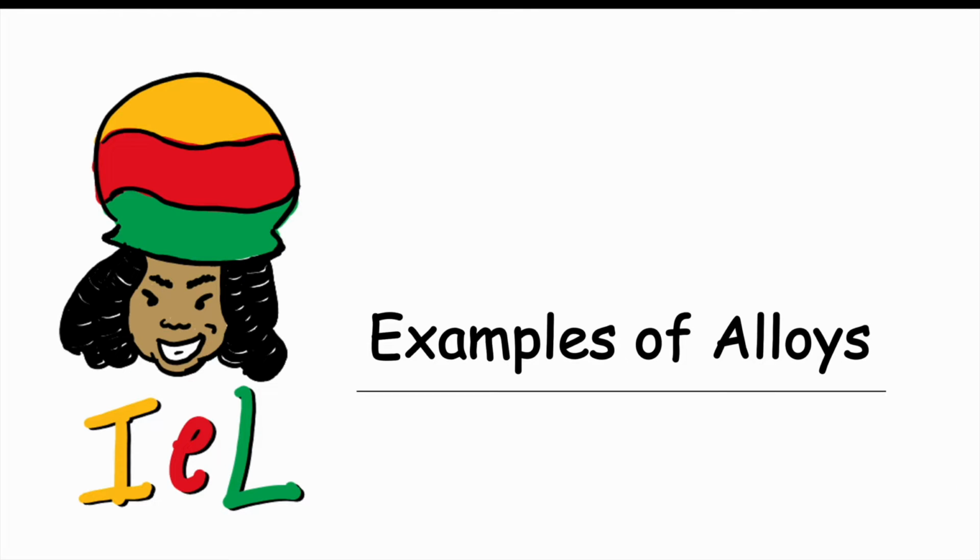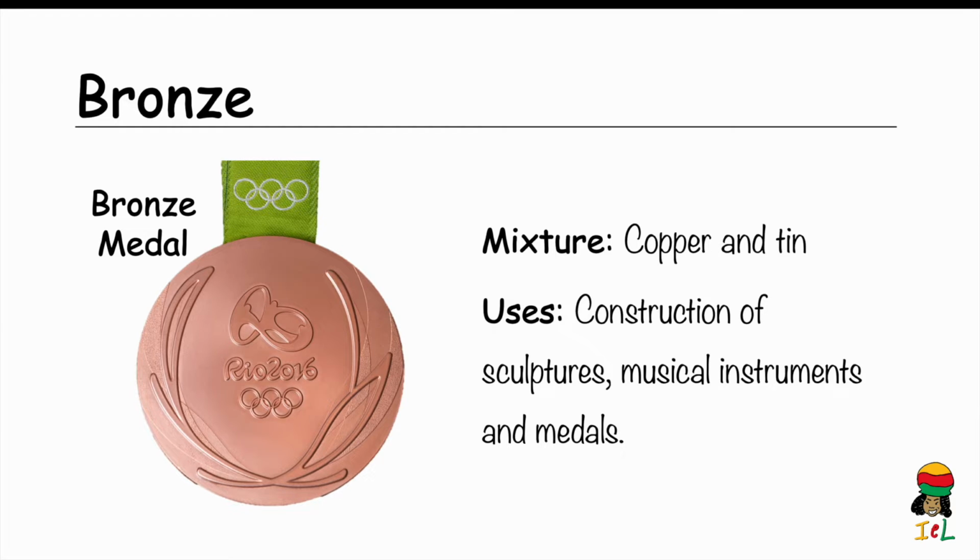Now we will take a look at some examples of alloys. Starting with bronze. To the left of the screen, there is an Olympic bronze medal. Bronze is a mixture of copper and tin. And in terms of the solution mixture, copper is the solvent and tin is the solute. Bronze is commonly used to make sculptures, musical instruments, and medals. Note, these are not the only uses of bronze. We are only listing a few.